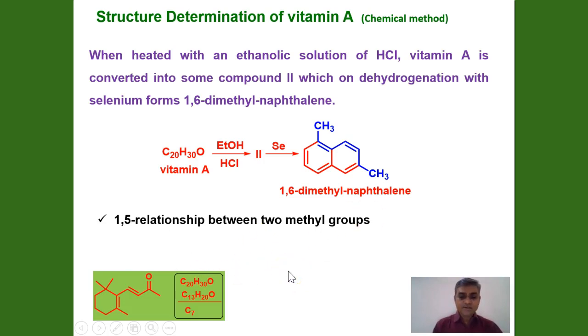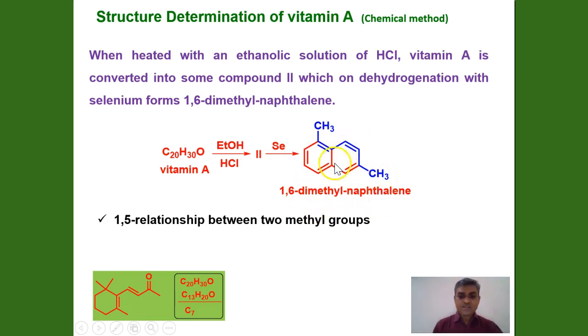Now, in this experiment, vitamin A is treated with acid. Vitamin A contains 5 double bonds, and since it contains 5 double bonds, under acidic conditions it will undergo some cyclization, some carbocation chemistry will be involved, and we will get a cyclic compound. Particularly here we will get a fused ring type of compound.